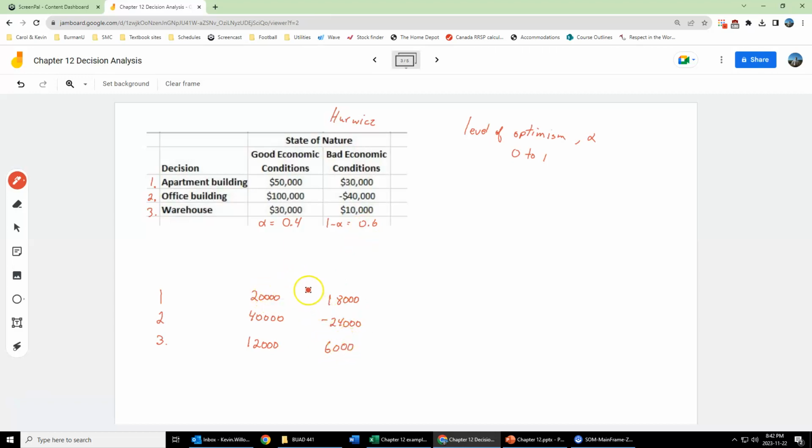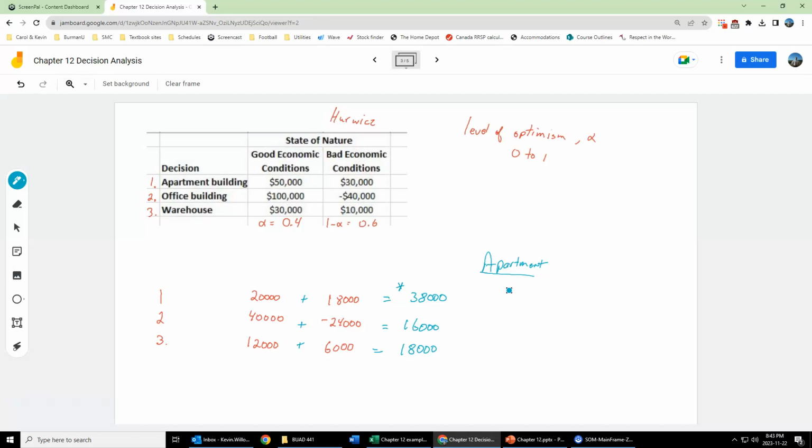What we do to continue this on is basically we add these values together. So this is going to be equal to 38,000. This one is going to be equal to 16,000. And the last one is going to be equal to 18,000. And we're going to choose the best of those options. So in this case, we're going to invest in the apartment building. That's our choice based on this criteria, based on Horowitz level of optimism criteria.